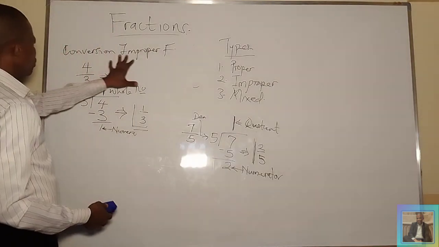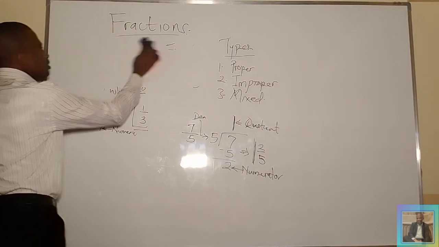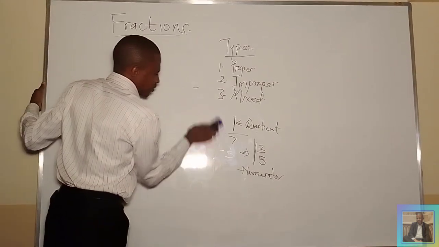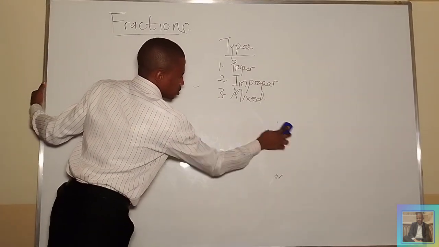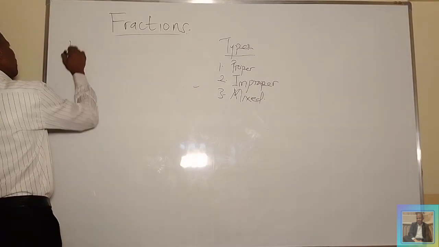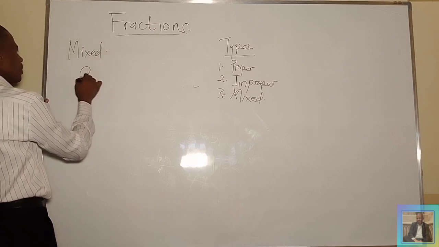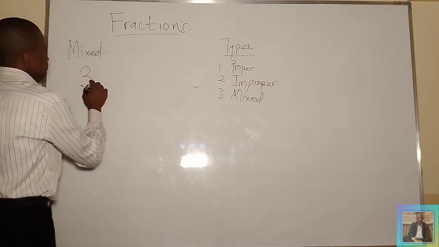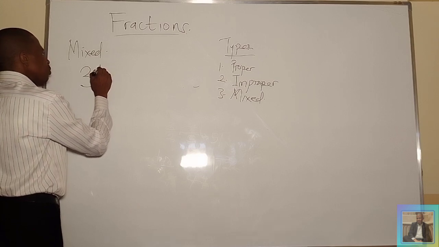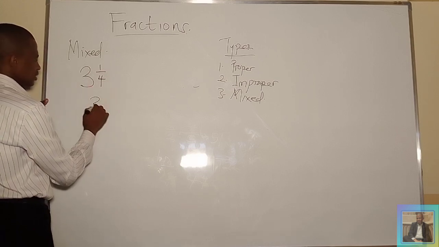Then we are going to talk about how we convert a mixed fraction to an improper fraction. A mixed fraction is when you have a whole number and you have another proper fraction. How do we convert this? 3 whole and then a quarter.